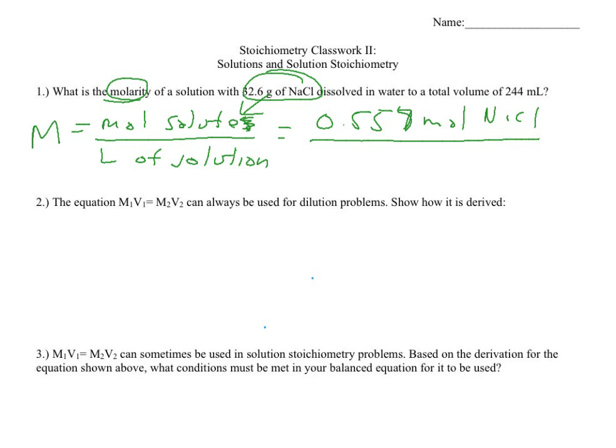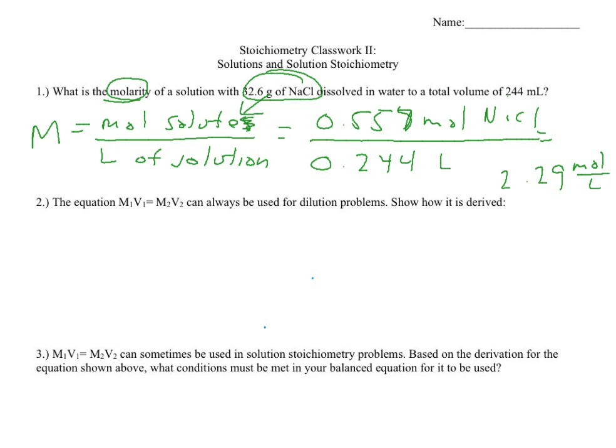And for total volume, we're talking about liters of solution, so we have milliliters. We can convert to liters by moving the decimal place over 3 places. So that would be 0.244 total liters of solution, and so our molarity in this case would be 2.29 moles per liter for our NaCl.